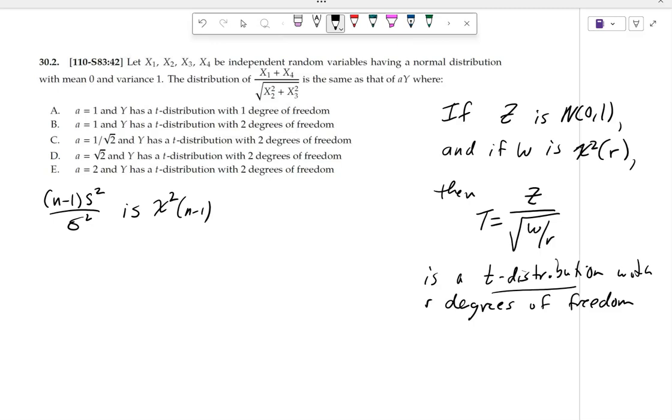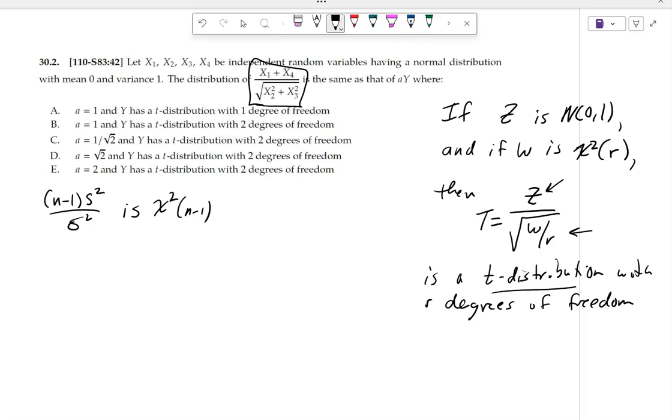We're taking the chi-squared, we're dividing it by its degrees of freedom. This is what's referred to as a T distribution. But notice the format: standard normal on top, square root of a chi-squared divided by its degrees of freedom on bottom. Okay? So what it wants you to do in this problem is look at the format of this thing and, pardon me, convert it to this form.